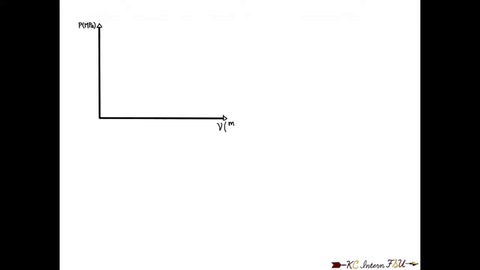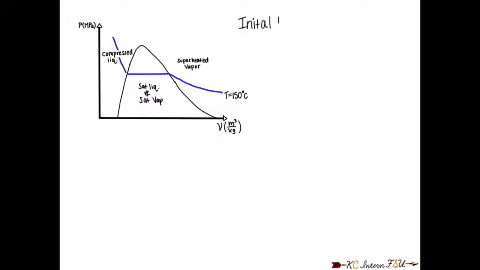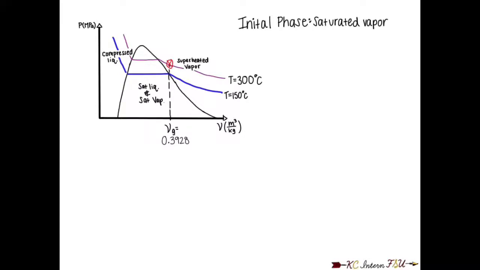To determine u2, we will first draw a PV plot with our initial state. Our initial phase is saturated vapor with a temperature of 150 degrees Celsius and vg is equal to 0.3928 meters cubed over kilogram. We will then draw our new temperature slice of 300 degrees Celsius. Since our volume remains the same, vg will remain the same. And we will draw a straight line until it intersects our new temperature slice.